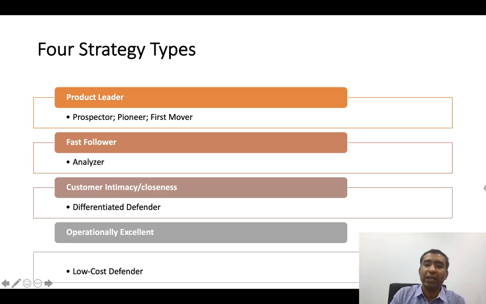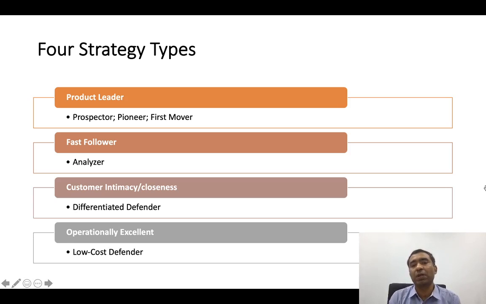Okay, and the final type is low cost leadership or low cost defender. These are the companies who are operationally excellent. They have very high excellence in operations, low wastage, high efficiency. That is why their cost of operations has been reduced, and that is why they are able to produce low cost products or services. They are called operationally excellent companies. The companies which have operational excellence, the low cost defenders, produce products at the lowest possible cost. Nobody else can do that.